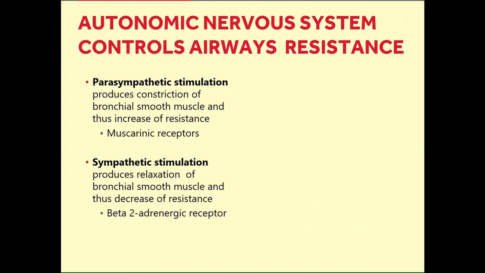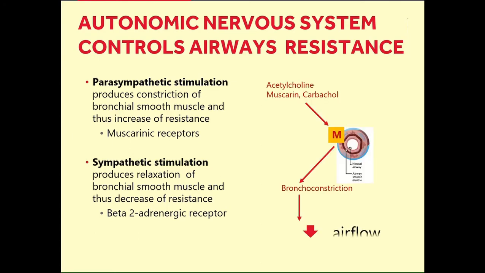In the last slide, I would like to talk to you about the autonomic nervous system and how it can control airways resistance. So you will have the parasympathetic stimulation, which will mediate constriction of the bronchial smooth muscles via the muscarinic receptor. Acetylcholine will activate the muscarinic receptor, leading to bronchoconstriction and decreasing the airflow.